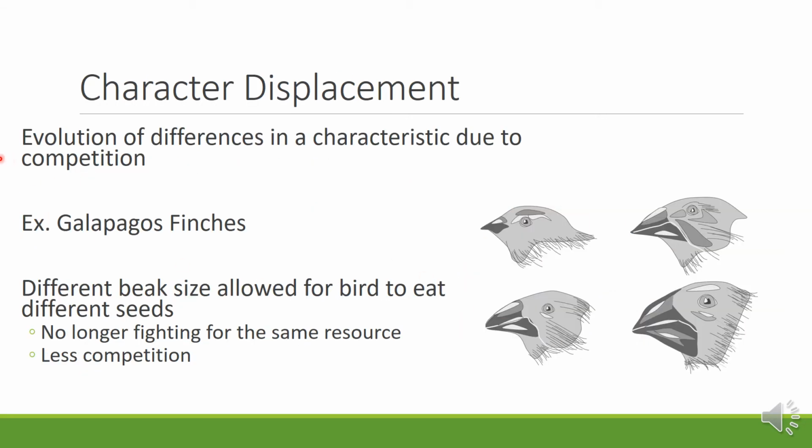Character displacement. This is the evolution of differences in a characteristic due to competition. Example, the Galapagos finches. Different beak size allowed for birds to eat different seeds. They're no longer fighting for the same resource, less competition. These guys here could probably eat smaller seeds, where these guys here could crack larger nuts. So they're using different food sources. There's no longer any competition.